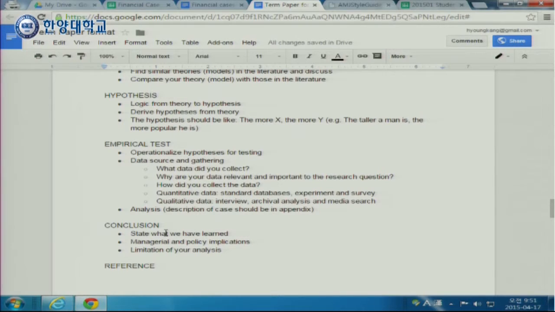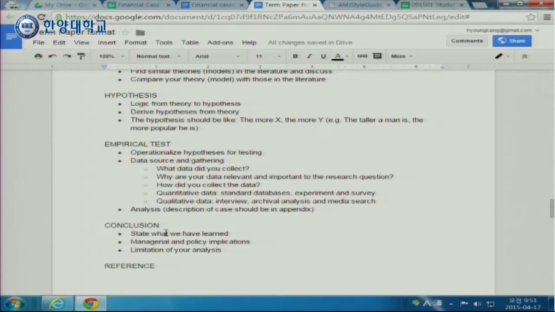For example, if you are a consultant at McKinsey, then this hypothesis part looks like the recommendation part. They call it the recommendation part. The more X, the more Y. The more marketing, the more your sales. So do more marketing, something like this. So it is hypothesis and empirical testing.